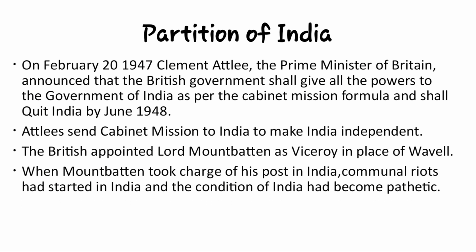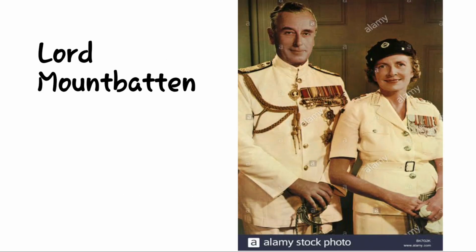Now they were planning to create a problem of separation inside the country. They wanted a separate nation for the Hindus and the Muslims. So communal riots had started in India and the situation was very pathetic. In such a situation, Lord Mountbatten came to India as the Viceroy. In this picture, you will be able to see Lord Mountbatten with his wife.